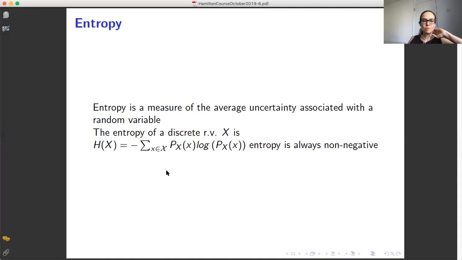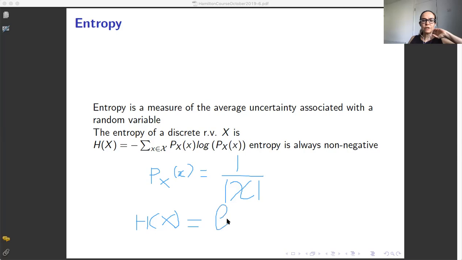Just to remind ourselves, what I would have here is that P of X in the uniform case is 1 over the cardinality of cal X. Therefore, if I pop that into here, I would get that H of X is equal to log of cardinality of cal X. The 1 over here is going to be taken care of by the minus.